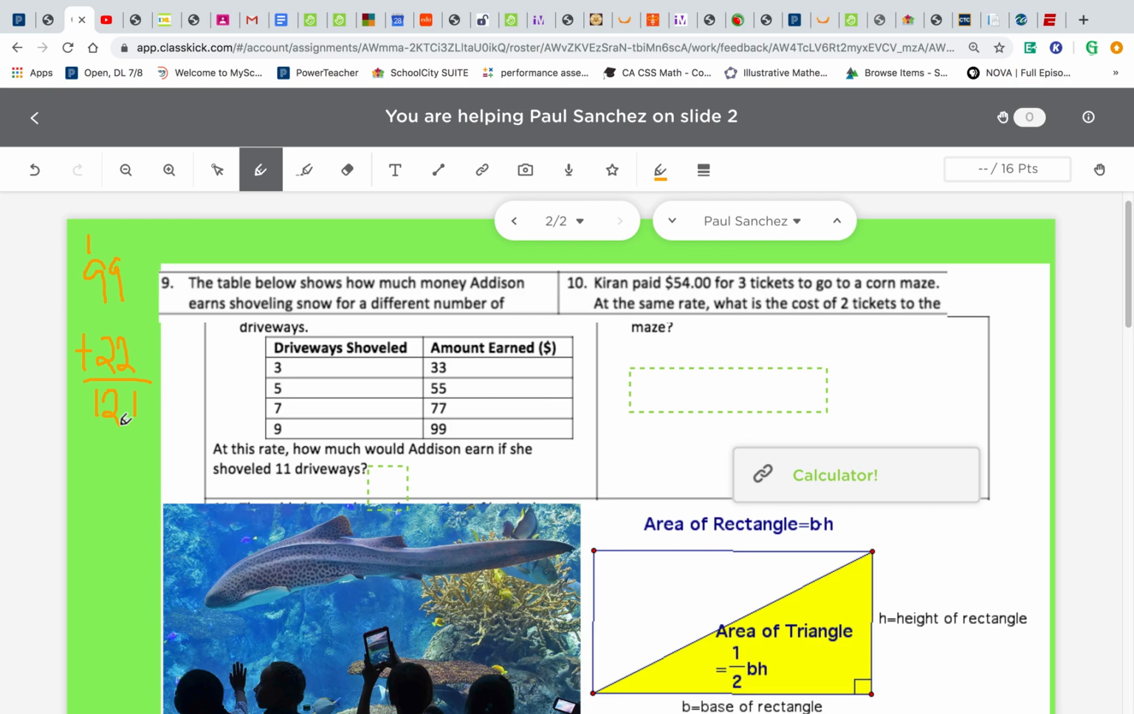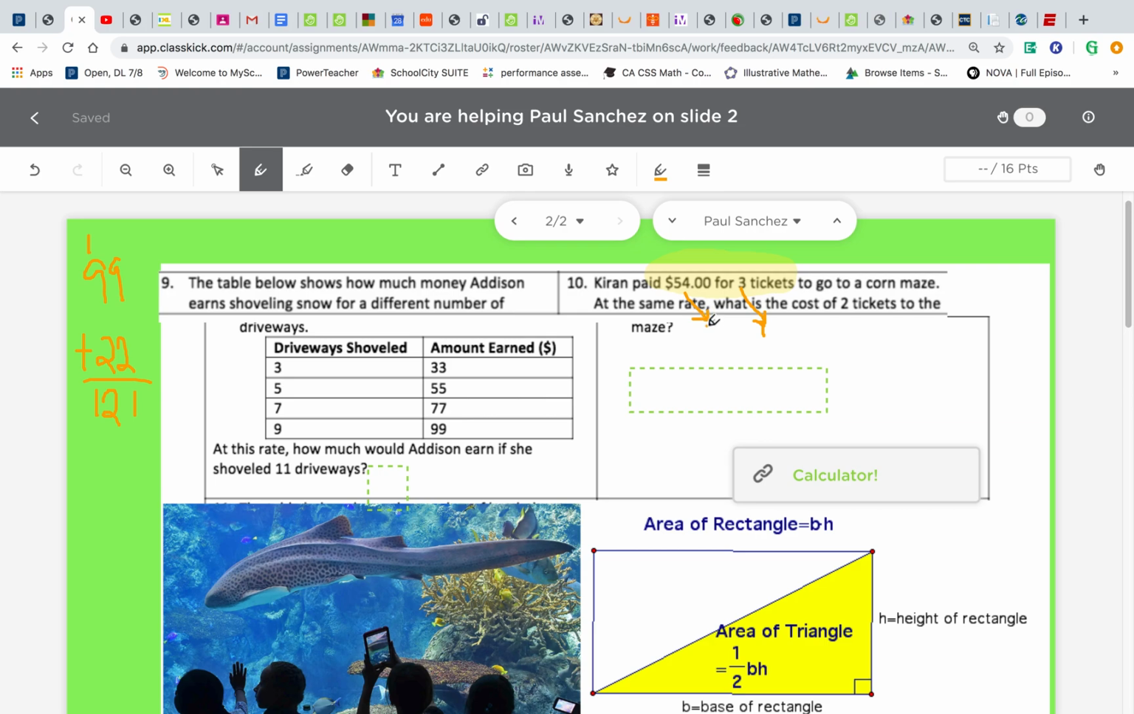All right. Okay, for number 10, we have 3 tickets were bought for the corn maze, and those 3 tickets were $54. So 3 tickets for $54. So what we want to know is at this same rate, what is the cost of 2 tickets? Well, let's break it up, and how much would it be for just 1 ticket? Well, we can divide this by 3, and we get 1 for 1 ticket, and 54 divided by 3 would be 18.